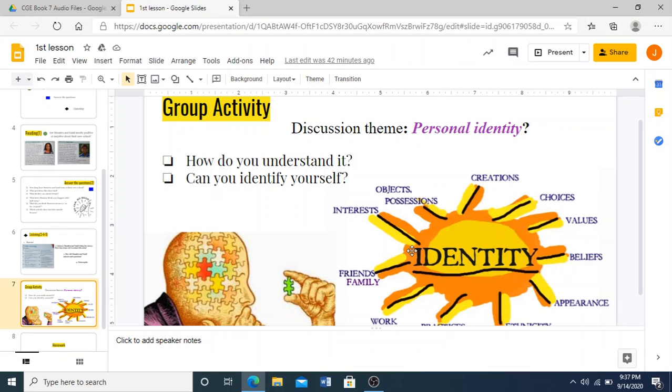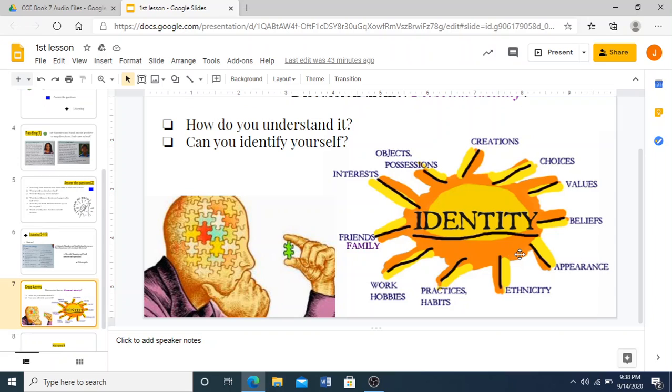Now, here is a chart that helps to describe the components of identity. What makes up a human identity? Okay? What makes up human identity? We have our interests, objects and possessions, our creations, our choices, our values, our beliefs, our appearance, our ethnicity, our practices, our habits, our work, our hobbies, our friends, our families.